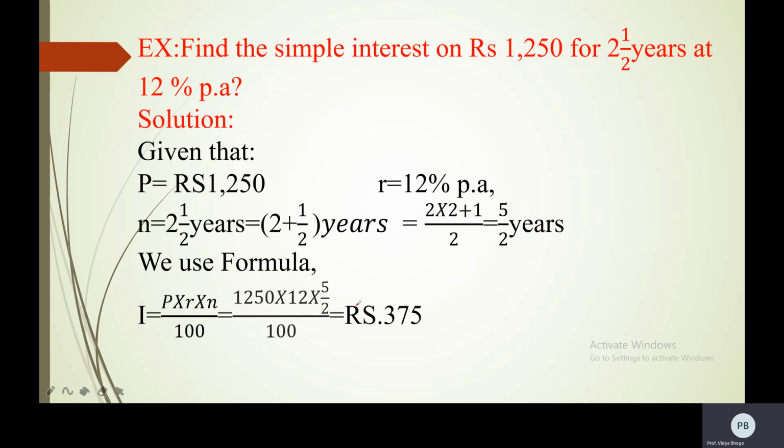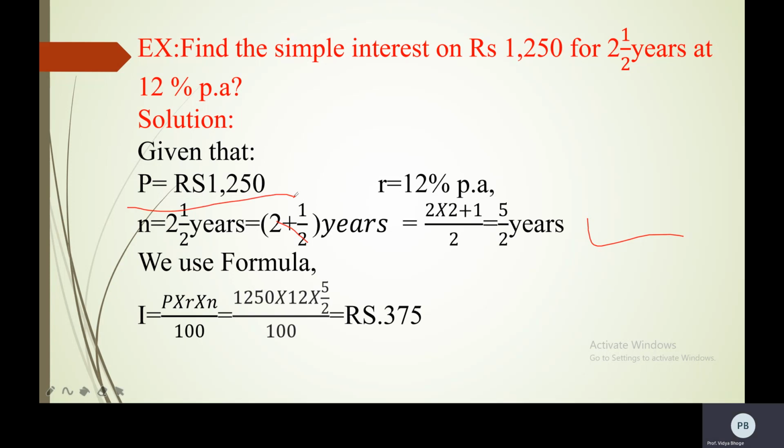Then find the simple interest on rupees 1250 for 2.5 years at 12% per annum. Here 2.5 years means what? 5 by 2 years. Here 2.5 years means 2 plus 1 by 2 years. Here we take the LCM 2, then 2 into 2 is 4, 4 plus 1 by 2 is 5 by 2, and it can be converted into 5 by 2 years.